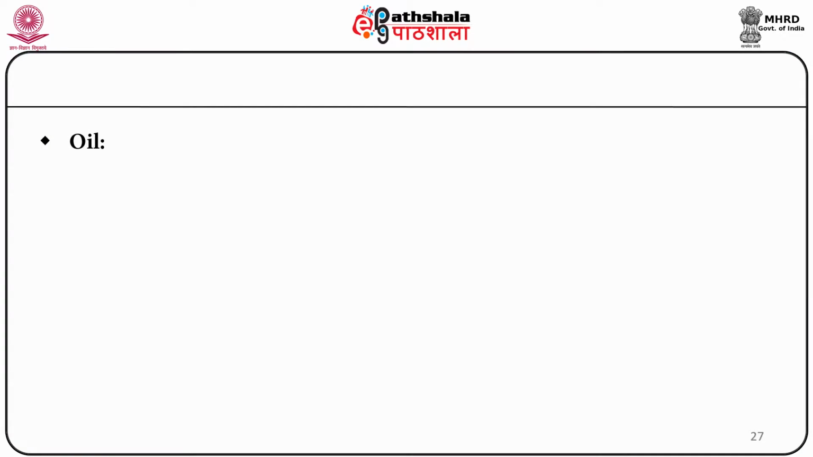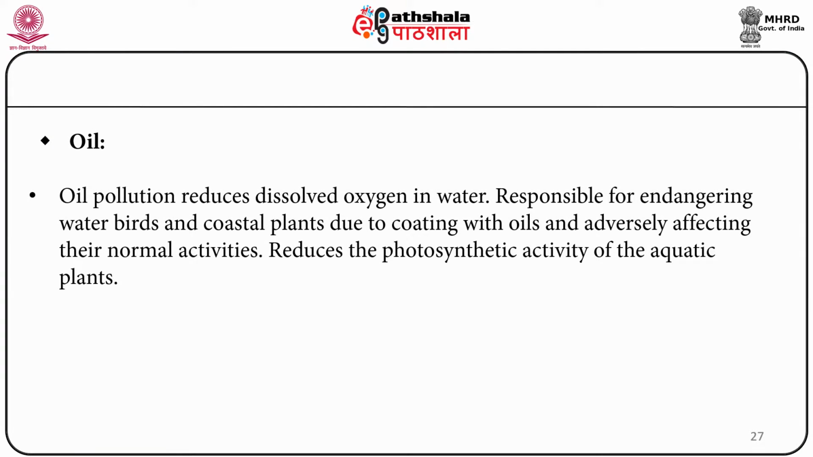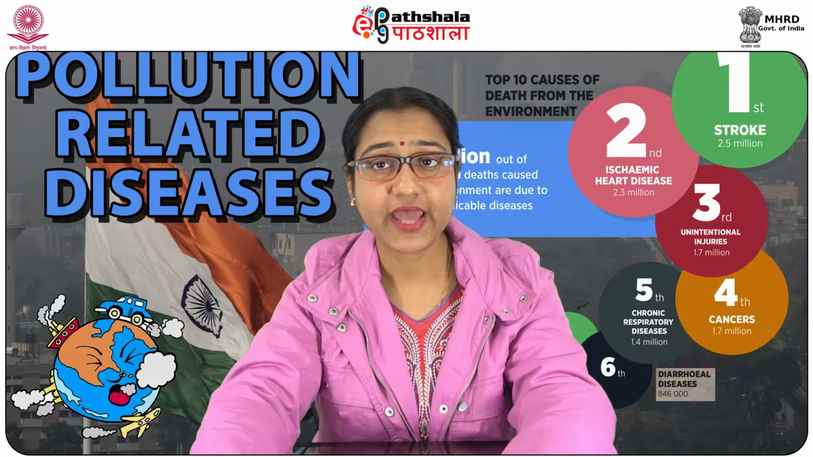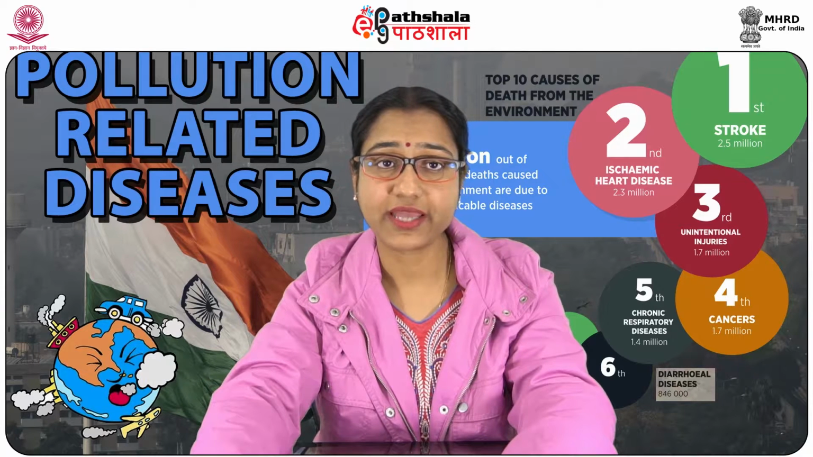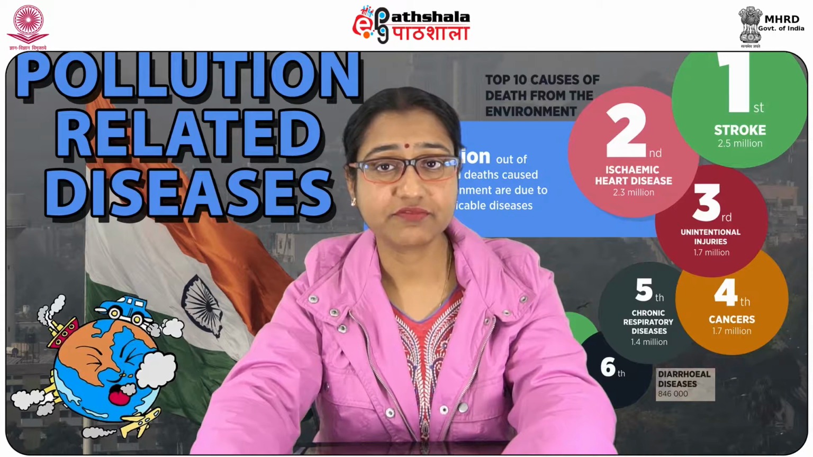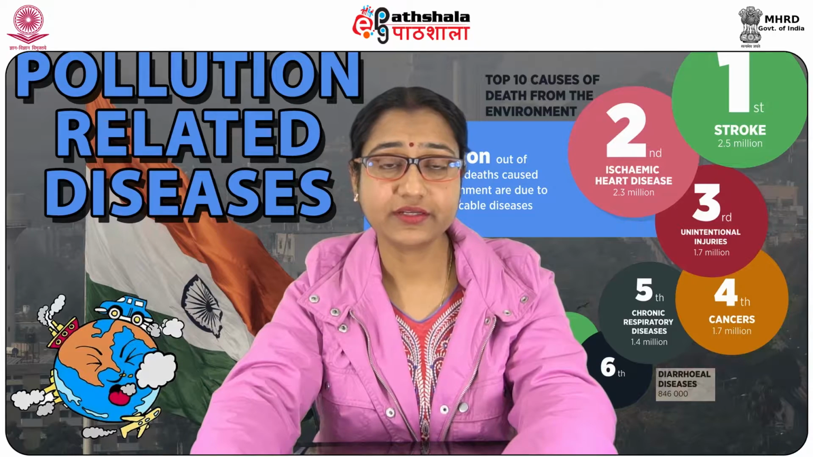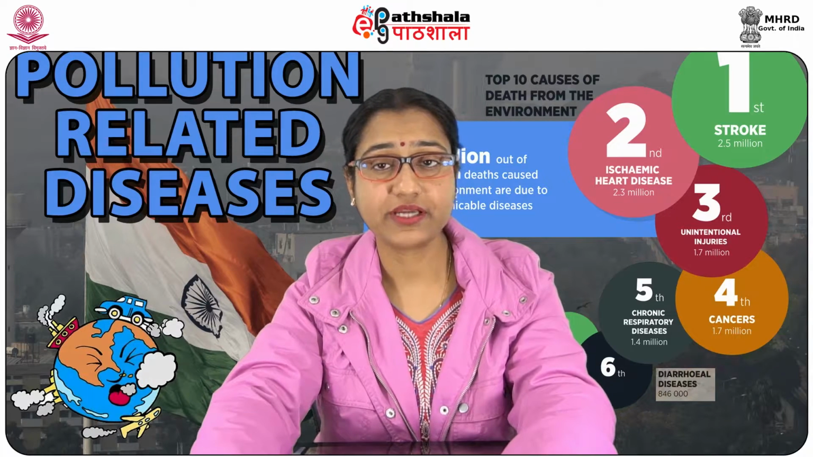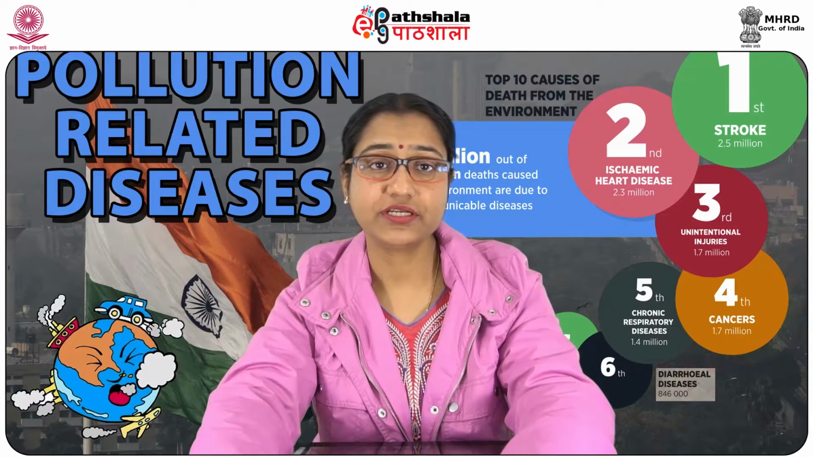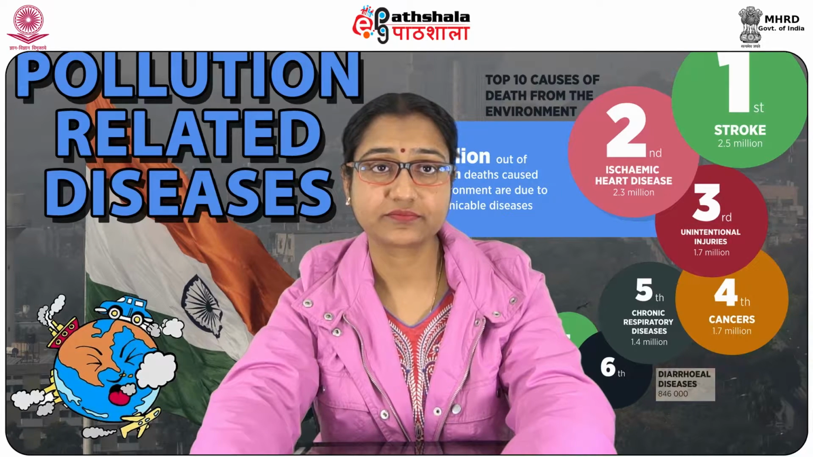Next is oil. Oil pollution reduces dissolved oxygen in water, endangering water birds and coastal plants due to coating with oils and adversely affecting their normal activities. It reduces the photosynthetic activity of aquatic plants. Oil includes polycyclic aromatic hydrocarbons, some of which are known to be carcinogenic.